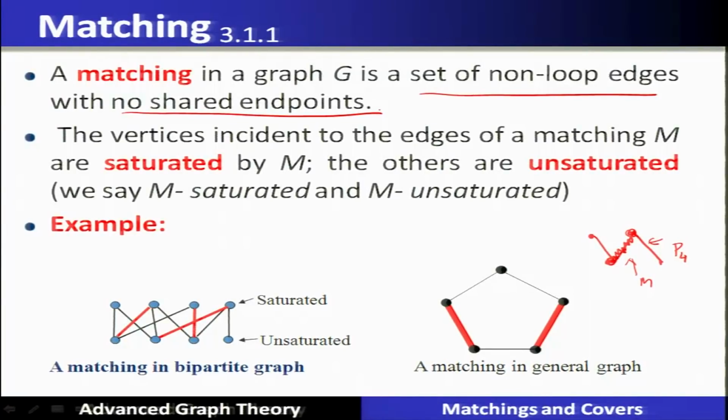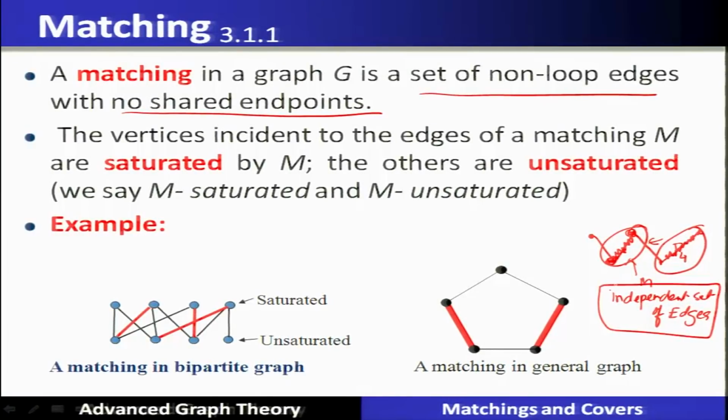You can also say that if a graph is given like this, the set of edges which should not share endpoints will form an independent set of edges. So it is not an independent set of vertices, but an independent set of edges, and that is basically called a matching in a graph. Now another point: this particular edge, which is an edge in the matching set, is a matched edge.